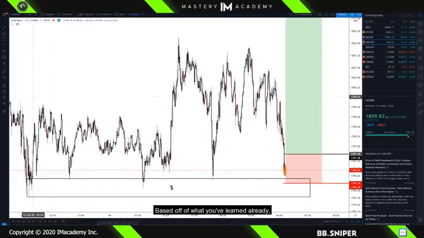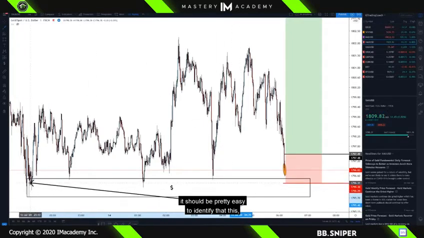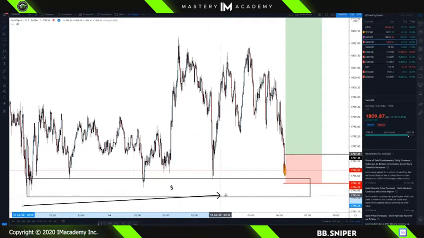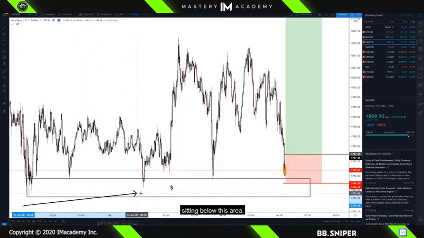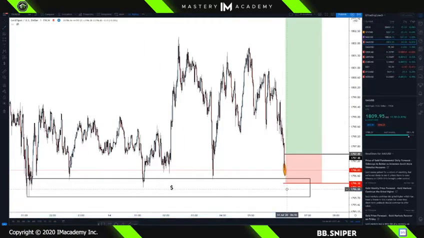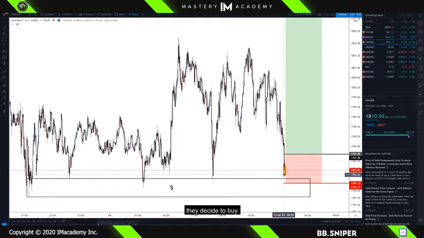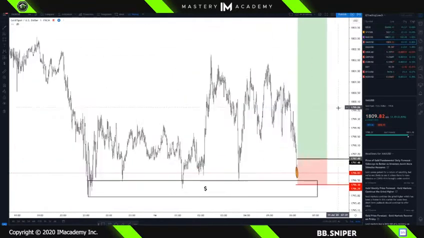Based off of what you've learned already, it should be pretty easy to identify that this so-called support level that so many people around the world would be able to see is also liquidity. We're going to have lots of money sitting below this area. If our support trader sees the market coming down and into this area, they decide to buy. And perhaps this is what their trade looked like.